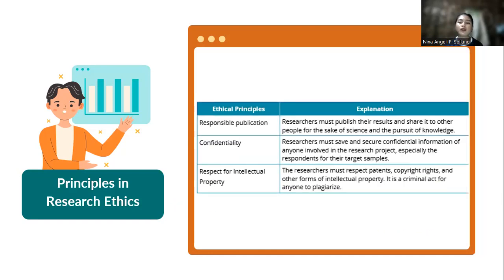Next, we have responsible publication. So you are also like an author writing a book, because that study is your own work. So you are also responsible to that. Okay. So make sure again that the results are being checked, and share it to the people so that they can also have your knowledge. And sooner, your future generations will also use your study and put it also in their related study. Okay. Next, we have confidentiality.